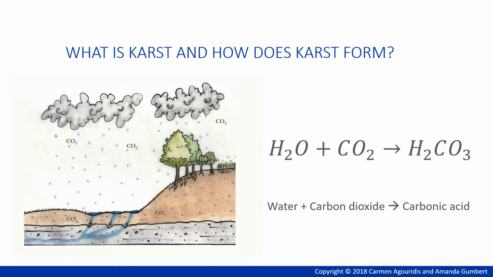As rain falls from the sky, a small amount of carbon dioxide or CO2 gas is dissolved into the raindrops. More CO2 is dissolved as water percolates through the soil. The CO2 reacts with water to form a weak acid known as carbonic acid or H2CO3. When carbonic acid encounters limestone, the rock becomes weathered and slowly dissolves, creating voids or openings.